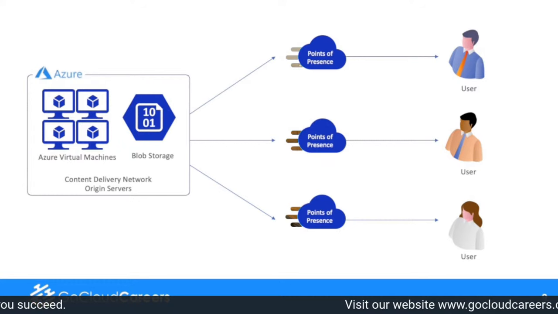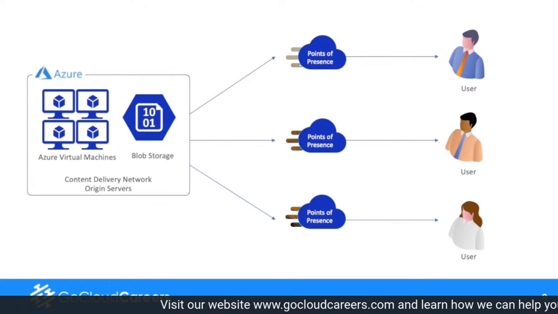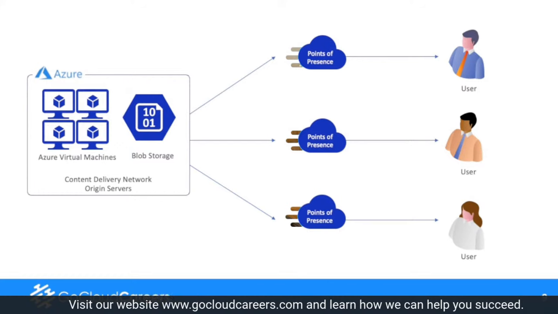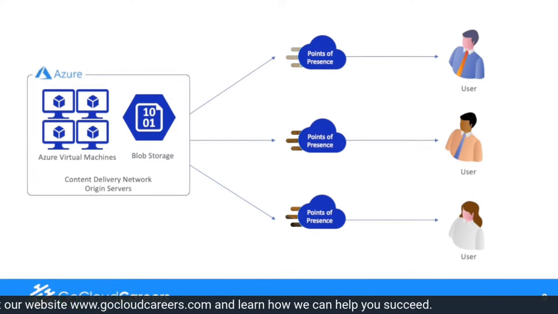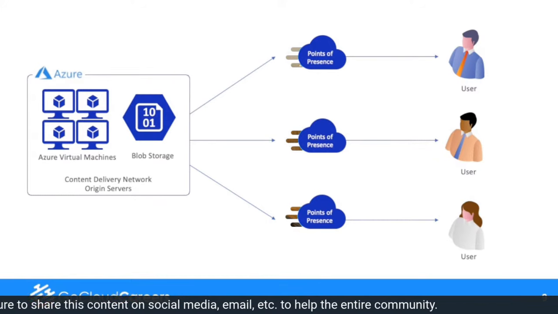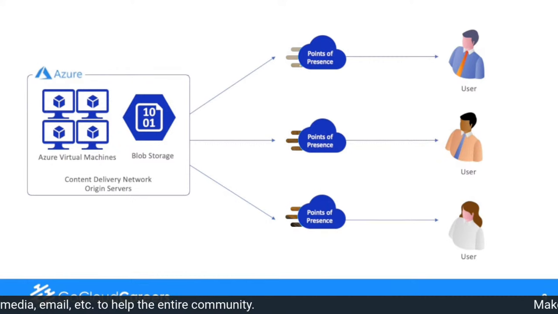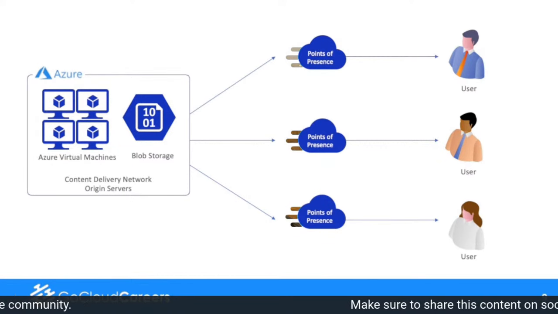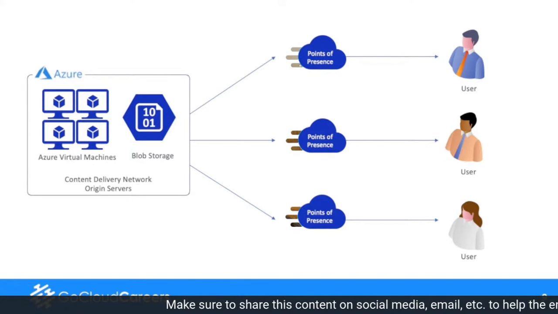Now, if the user in the orange tie goes to www.gocloudcareers.com, and it's not in the cache of the content delivery network, the user will hit the cache. The cache will go all the way through a private network back to the initial location, whether it be on object storage like Blob or hosted on an Azure virtual machine, whatever the case may be. The web servers will respond and they will put it on the cache, and it'll be stored on this Azure point of presence location.